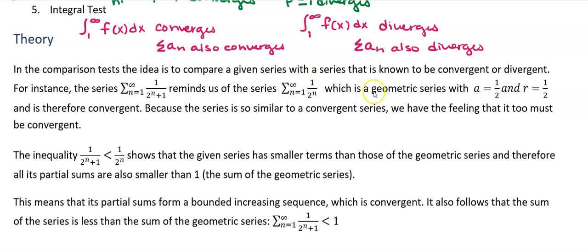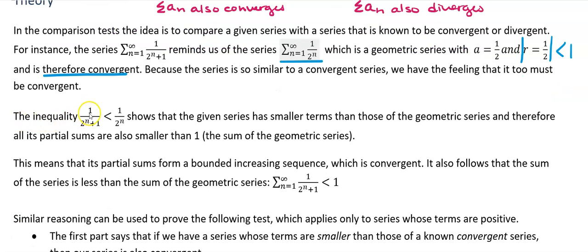This series is a geometric series with a equal to a half and r equal to a half. And because the r value is 1/2, and that is less than 1, we know that it would be convergent. Because the original series is so similar to this convergent series that we thought up, we have the feeling that it too must be convergent.